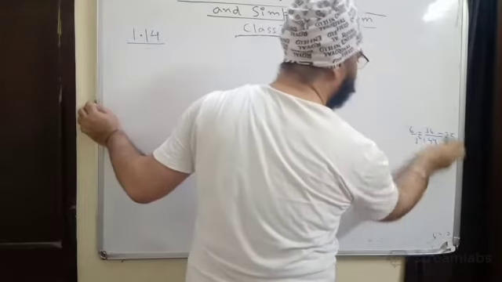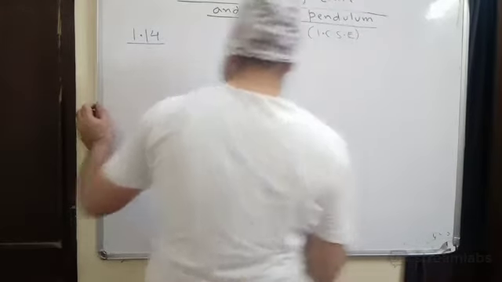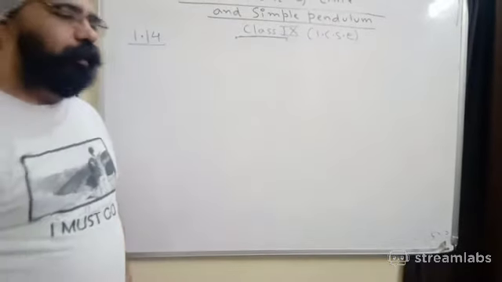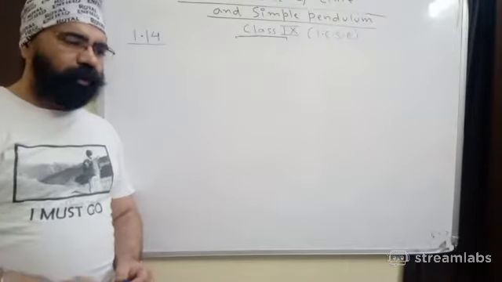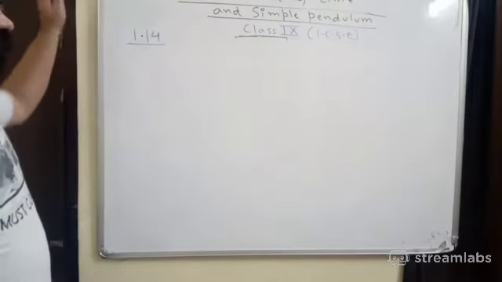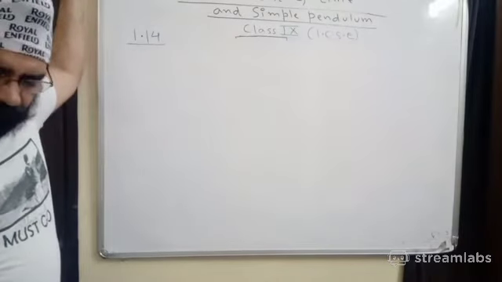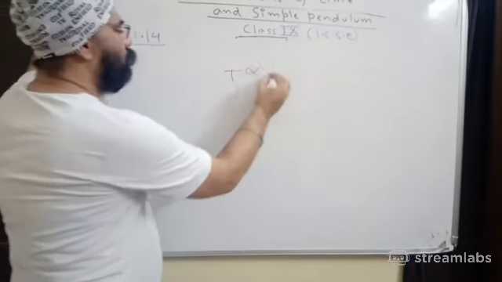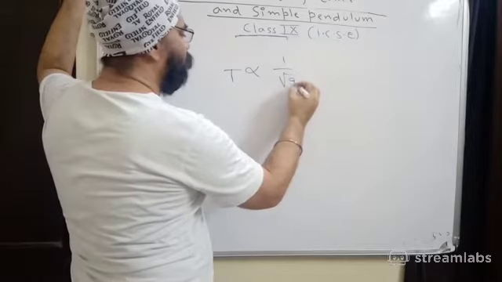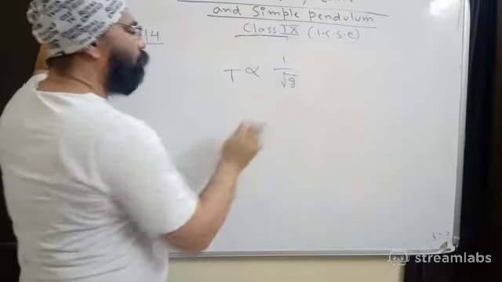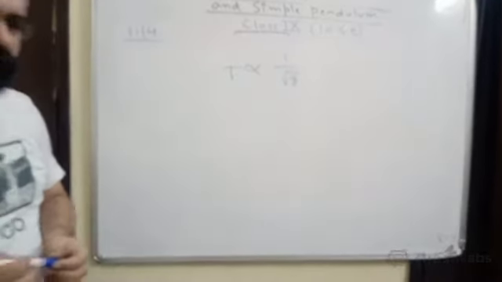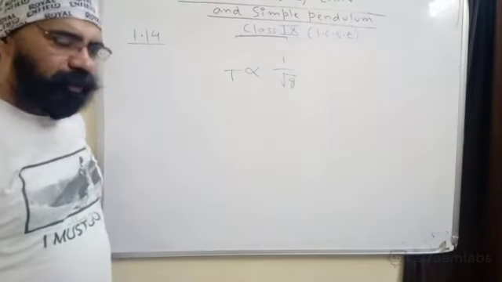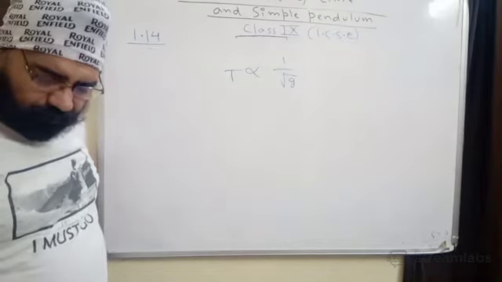Okay, what other things does the time period depend on? So now, again experimentally we saw that it is inversely proportional to the gravitational acceleration. Which means that T is proportional to 1 by root g. Okay, meaning if we go up to the mountains, then what will happen? The gravitational acceleration, will it increase? Will it decrease?